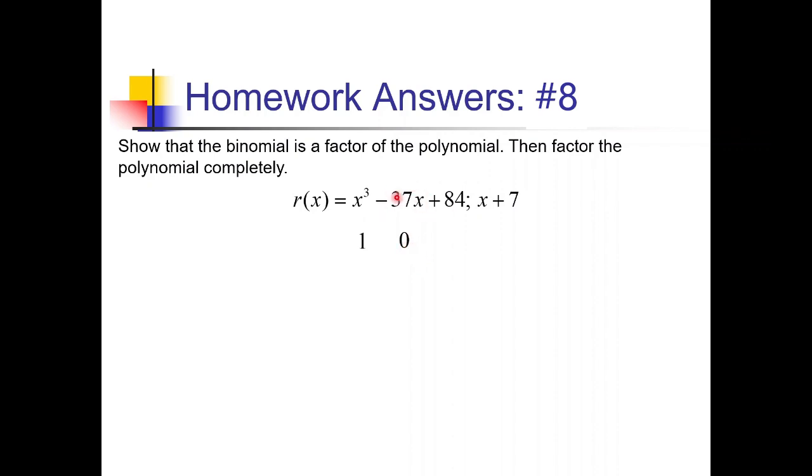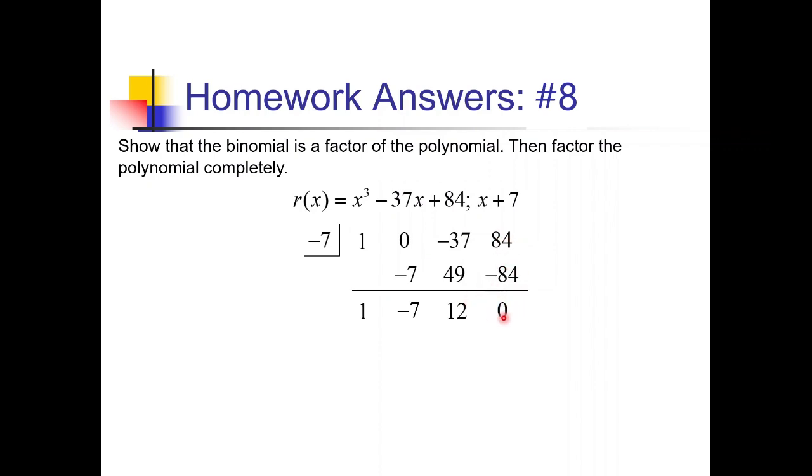Then we have -37 for the x and 84. Since I have x plus 7 as my factor, that means -7 is my k value that I'm plugging in. So there's my line. Bring down my first coefficient of 1. -7 times 1 is -7, plus 0 is still -7. -7 times -7 is 49. -37 plus 49 is 12. And then -7 times 12 is -84, which adds with 84 to give us 0.